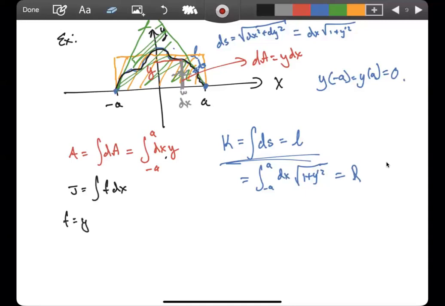Then this is our integral of g integrated over dx, which means g is going to be equal to the square root of 1 plus y prime squared. So these are my two different equations, that's my f and that's my g. Let's go ahead and plug these into the constraint equation we wrote above.